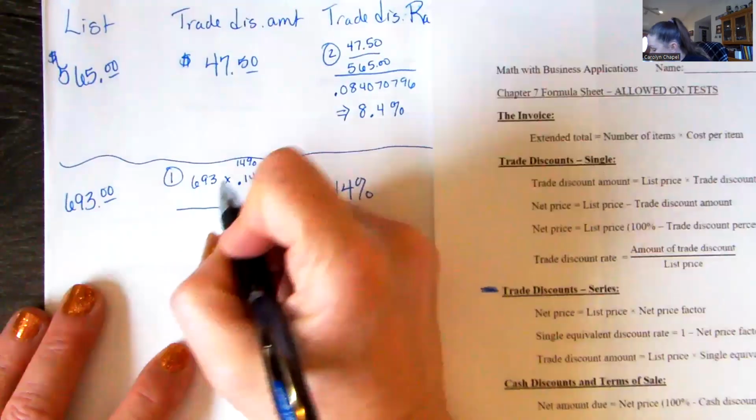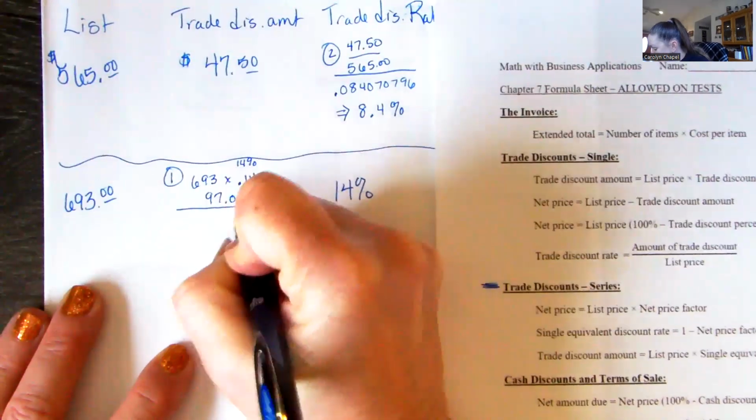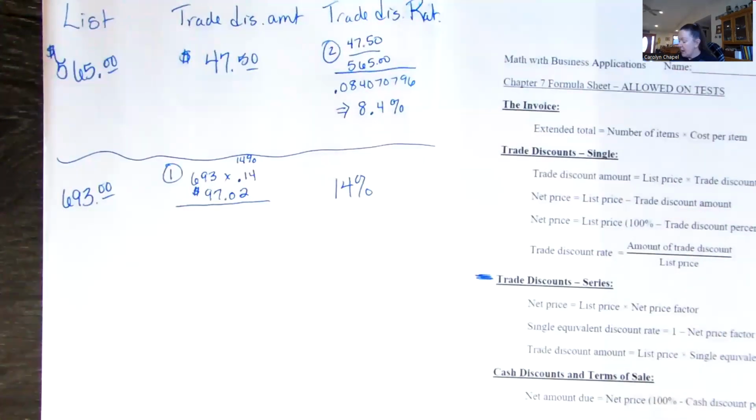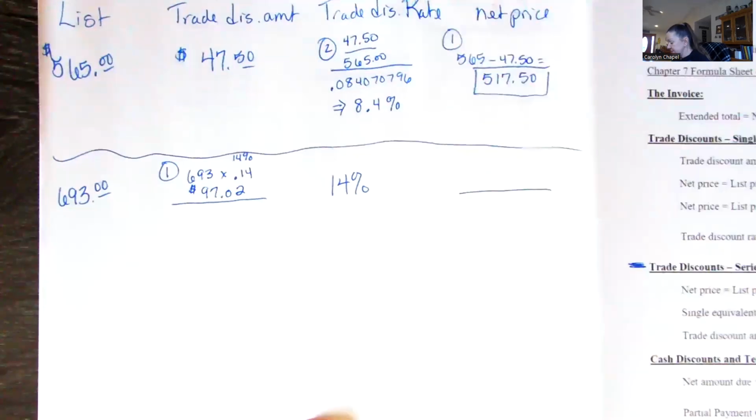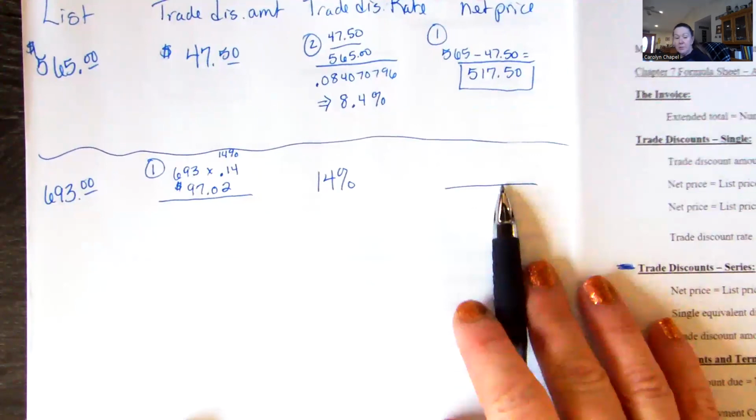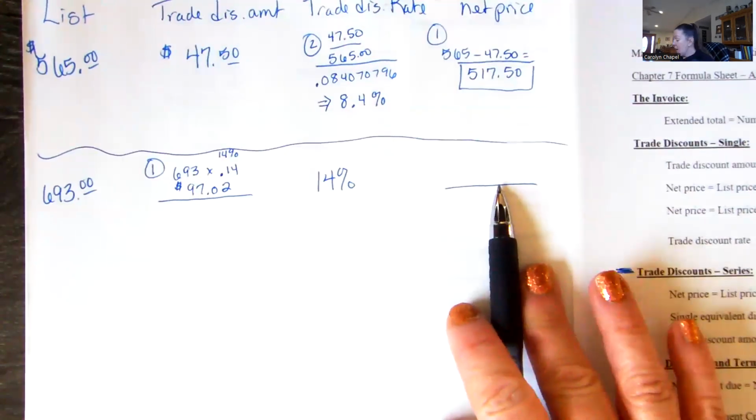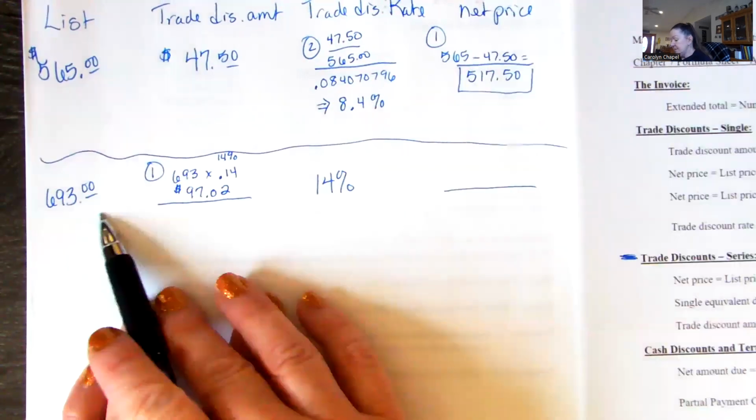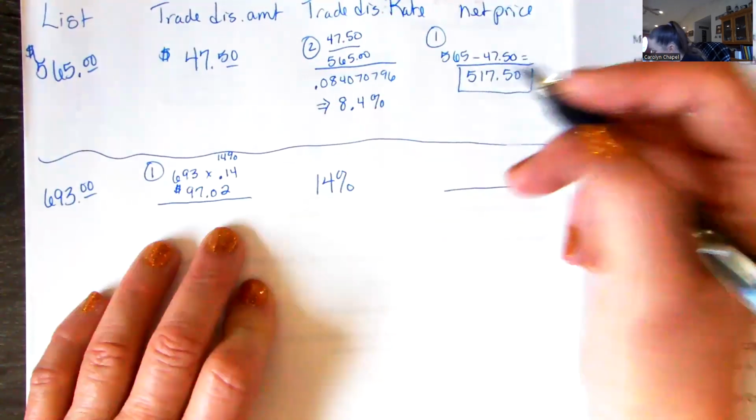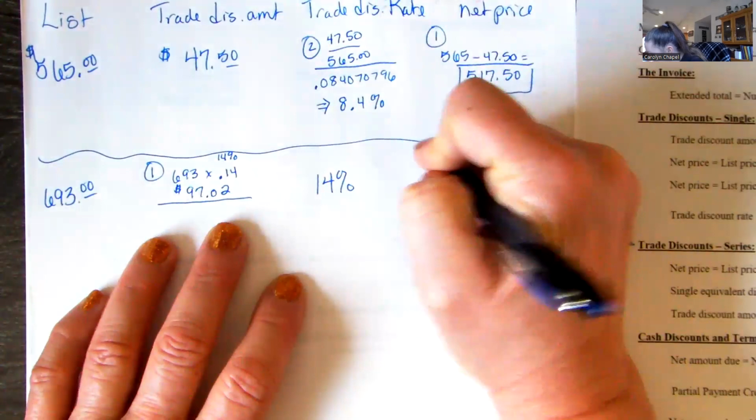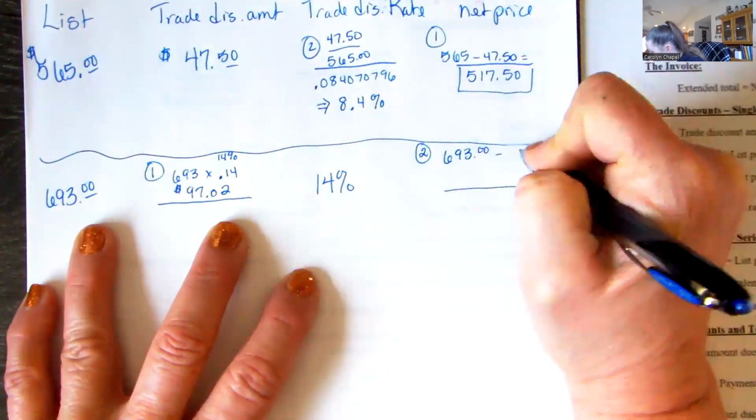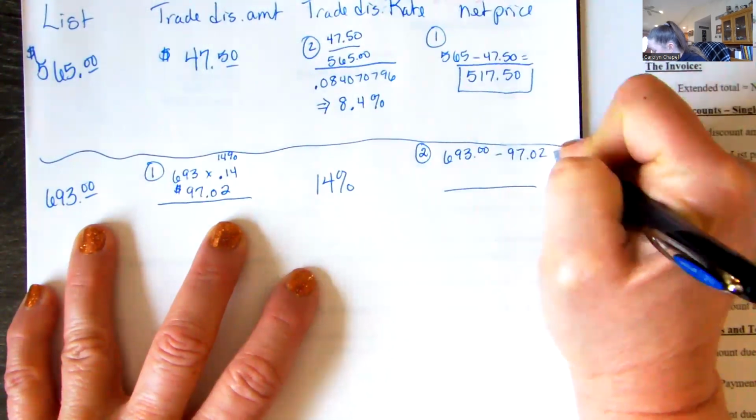And I get 97.02. And again, these are dollar amounts, so we will round to the nearest penny. Percentages, we would round to whatever the directions tell us. Now, to get our net price, we do have a couple of options. We can do as we did up here, take our list and subtract. And so if I do that, we could take that 693 minus our 97.02.